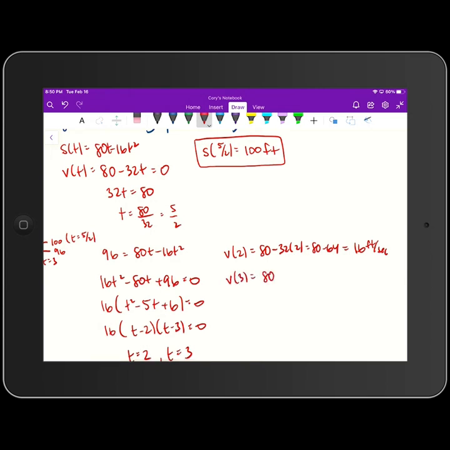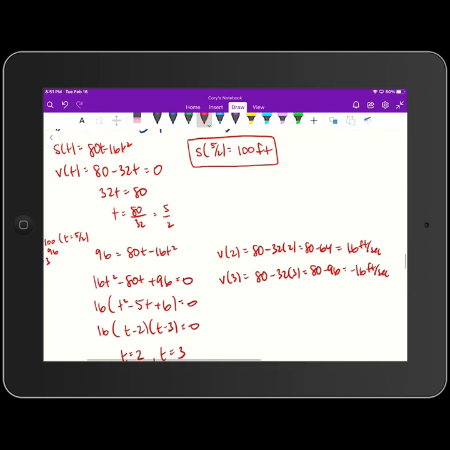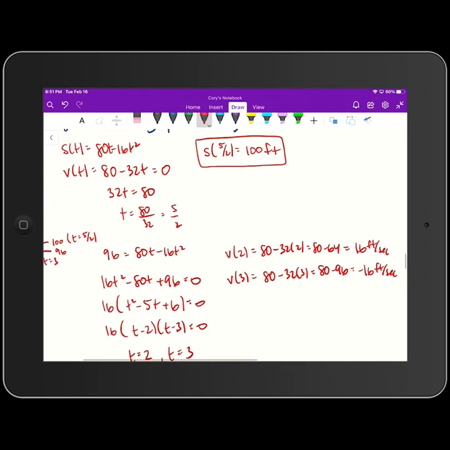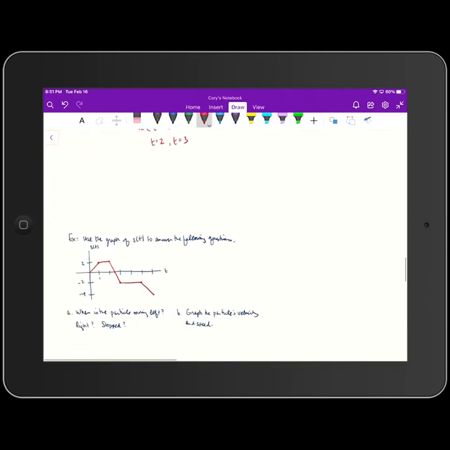Okay, and then we can also calculate the velocity at time t is equal to 3, which is going to be 80 minus 32 times 3, which is 80 minus 96. So that's going to be negative 16 feet per second. So our ball is traveling downward at time t is equal to 3. So the velocity should be negative, and the velocity is in fact negative at that time. Okay, so that answers both parts of that question right there.